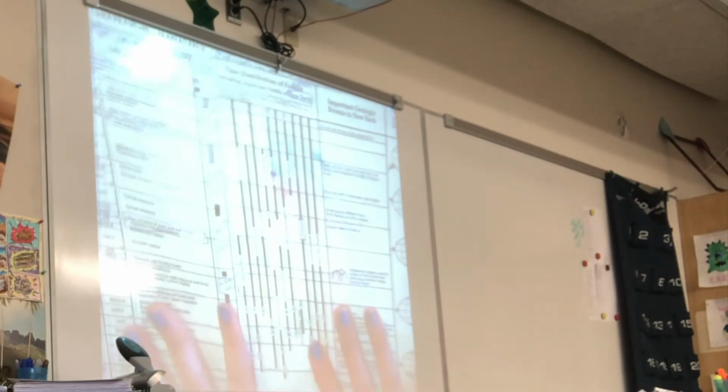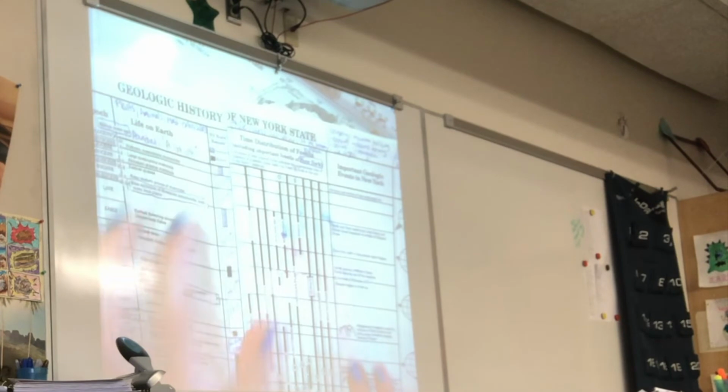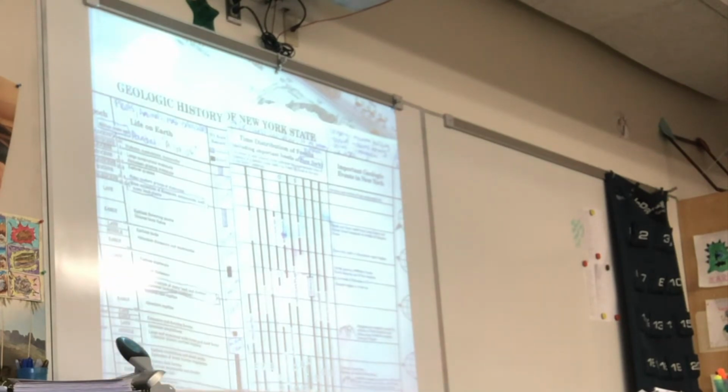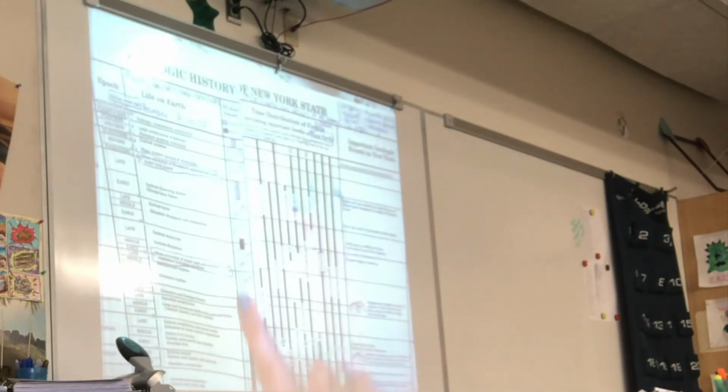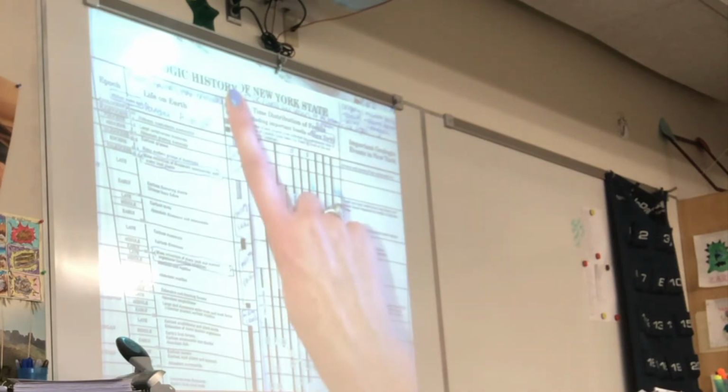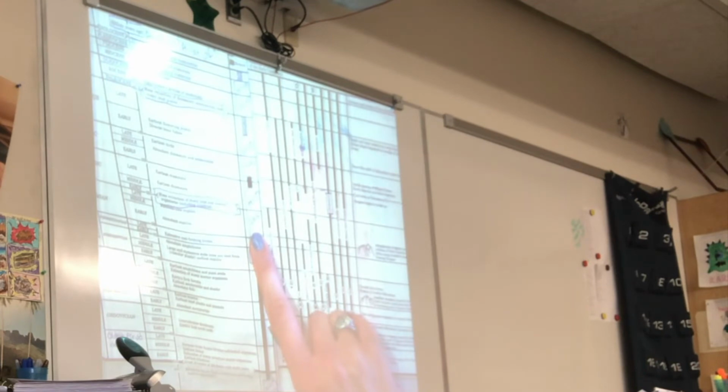This is the geologic history of New York State, so specific to New York State. Rock record is here. So if they ask about missing rock record, this is where you'd look. Usually the one they ask about is the Permian.